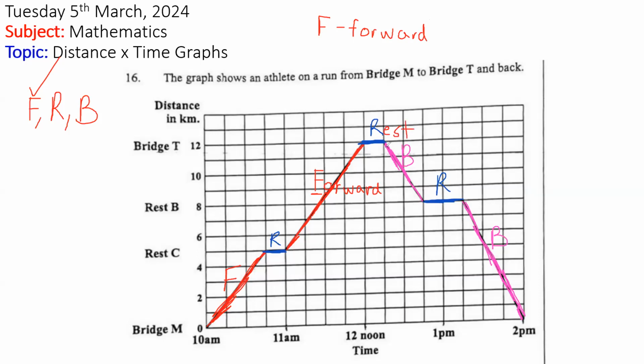When we have a line that is slanting and descending, what does that tell you about the object? Moving backwards. All right? You understand me, Joseph? Yes, sir. The object is moving backwards. So what's happening here, Joseph, to the object? It's moving backwards. Very good.